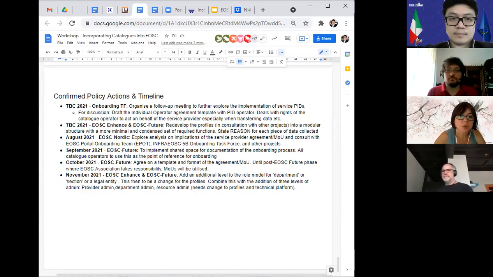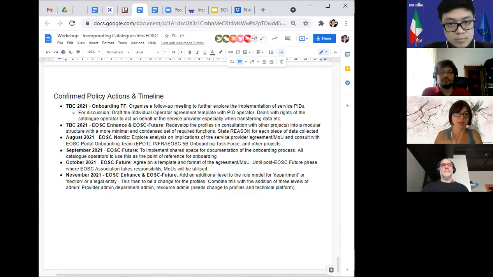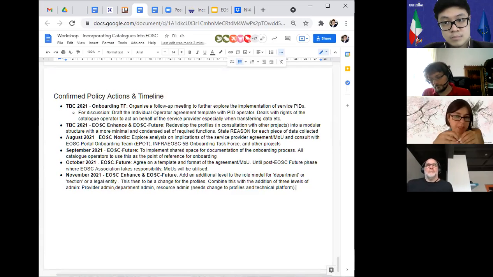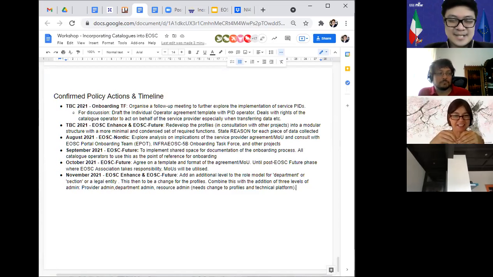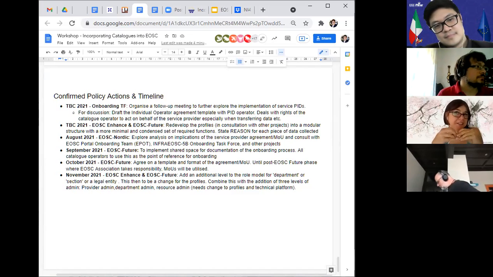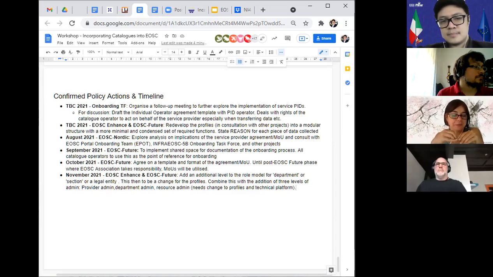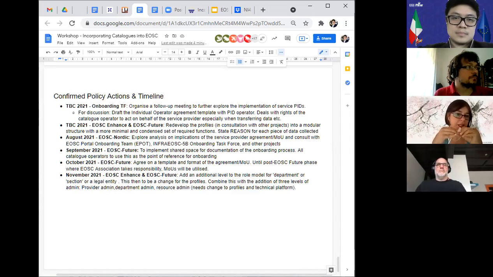Another important point was to redevelop the profiles as a joint collaborative effort into something which was more modular and create a sort of minimum viable profile, to use a much abused term. And this is an action that should start to happen soon, but there is quite a co-creation process here. So it will start soon, but it won't be so quick.